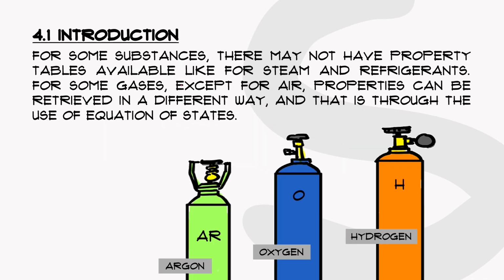So now for the introduction. For some substances, as we have said, there may not be property tables available to us, and so the use of equations is rather more convenient. Examples of those gases are argon, oxygen, hydrogen, or typical gases that we have in the table of elements in chemistry. So those gases at certain conditions are what we treat as ideal gas.